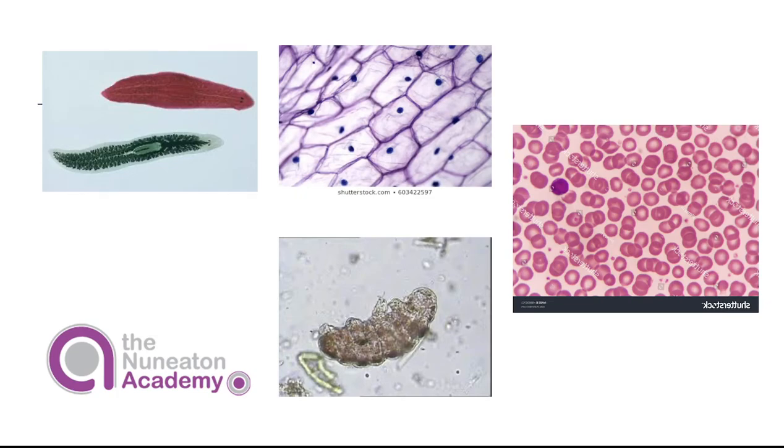On this slide, we have a bunch of examples of specimens that you typically see under a light microscope. In the top left here, we have what we call planaria, which are very small microscopic water organisms. You have an example of an onion cell on the top. On the far right is an example of red blood cells. And on the bottom, we have an example of another microscopic organism called a tardigrade.